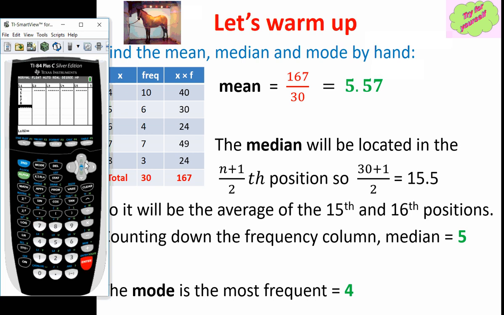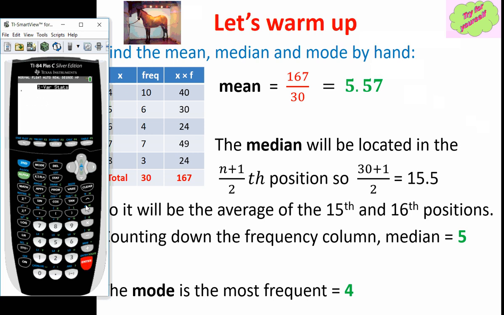Practice doing this now if you haven't already. Enter in your frequencies, 10, 6, 4, 7, 3. It's really easy to mistype, so you should go back and check that you've typed in the right things. And then you would go stat, calc, and it's one variable statistics because it's mean and median. The mode you can't find on the calculator. You just have to do that one by hand.